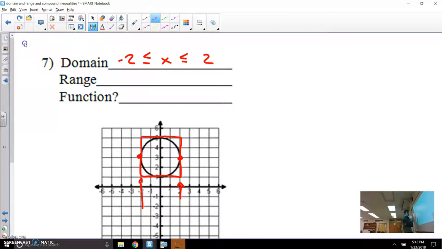And the range, looking at how far up and down it goes, as low as 1, and as high as 5. So basically all my y values are between 1 and 5, and they actually touch in those places. So I want an or equal.